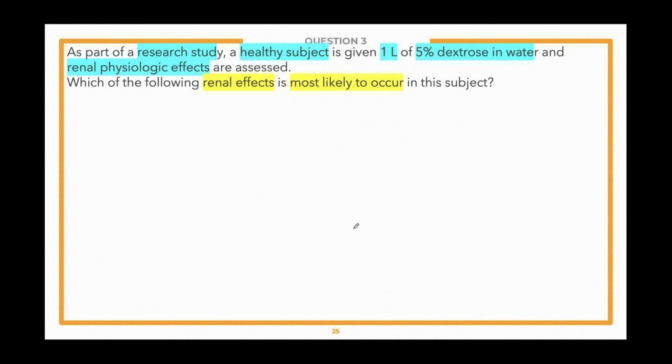So you want to make sure that you understand the experiment, but also know how things are going to change. That's really what they're assessing. They're saying that a healthy subject is given 1 liter of 5% dextrose in water, and they are assessing the physiologic effects on the kidney. It's a very short question, asking what renal effects are most likely to occur. I think this is probably a one-step question: what renal effects happen if you give a patient 5% dextrose in water? Obviously it's a little more complicated physiologically, but one step is the right number of steps here. So let's take a look at those answer choices.